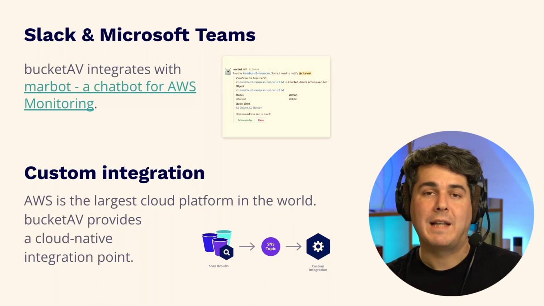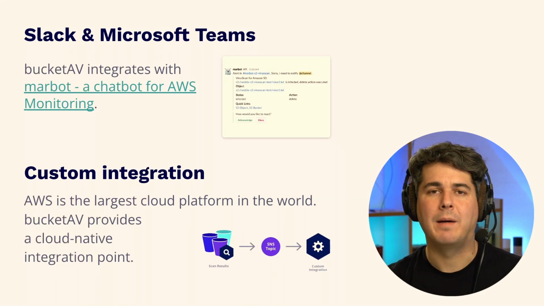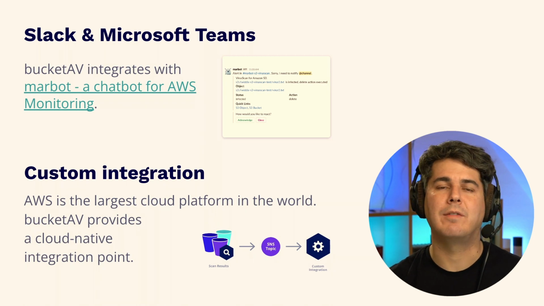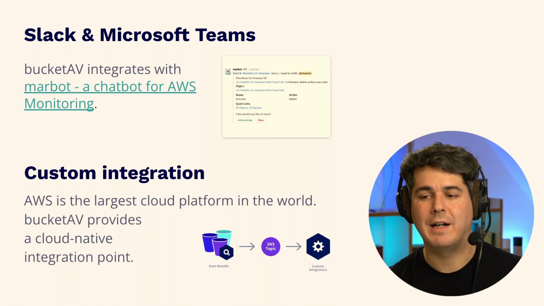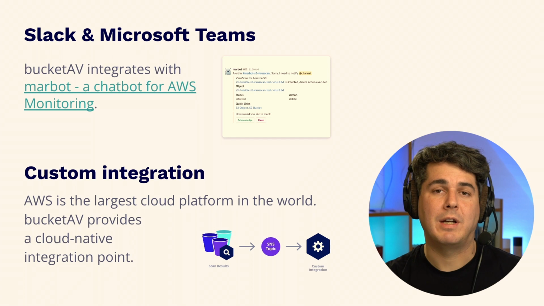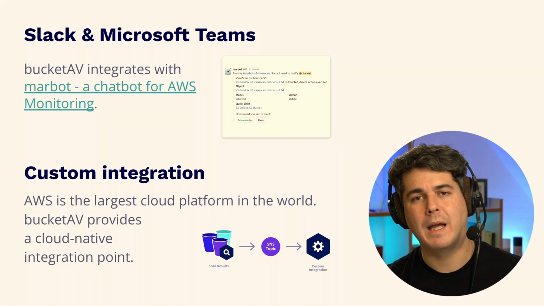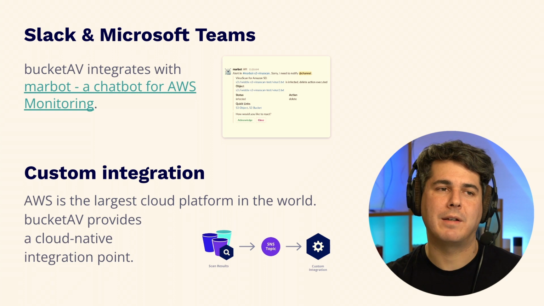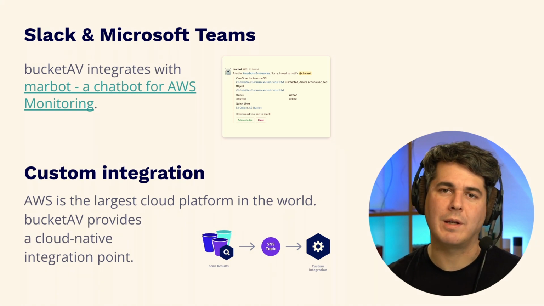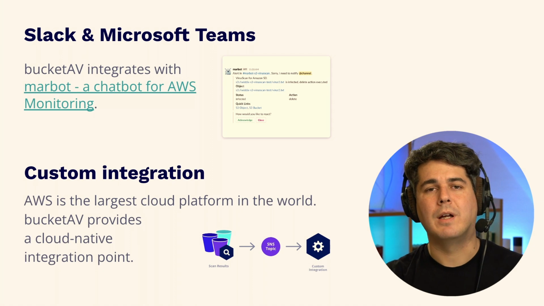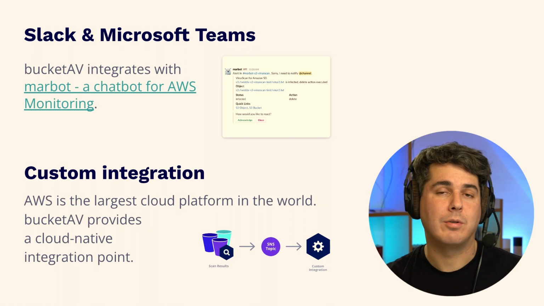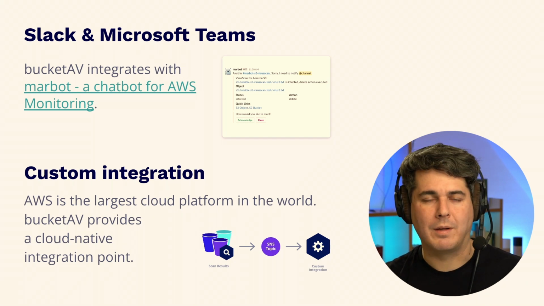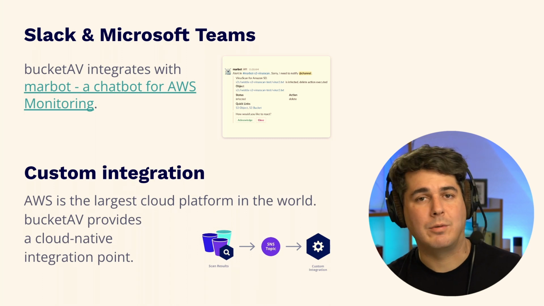We integrate with Slack and Microsoft Teams using a chatbot called Marbot. So you can, if you wish, notify someone in your chat solution about infected files. And we also allow custom integrations. So if you want to embed bucketAV scanning capabilities into your own application, you can do that. You can submit a single file to our scan queue, and then you get the result back, and you can integrate the result into your workflow. So for example, let the user know if it was an infected file and that you deleted it or something like this.